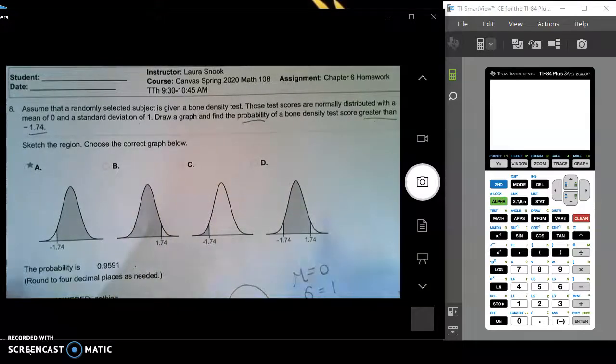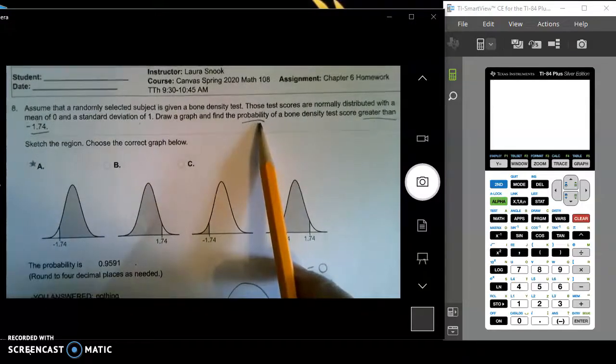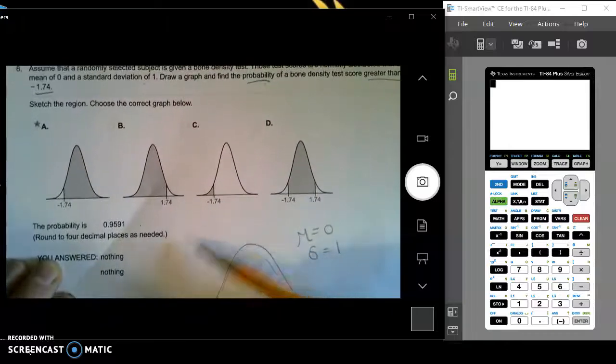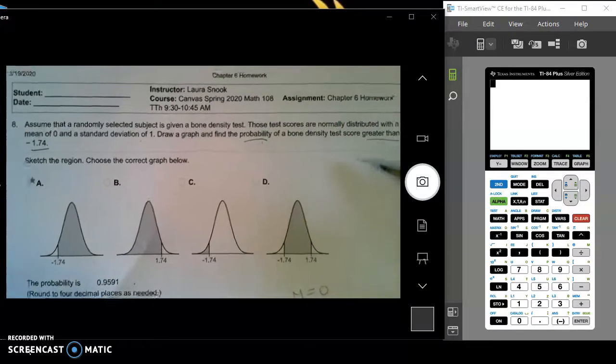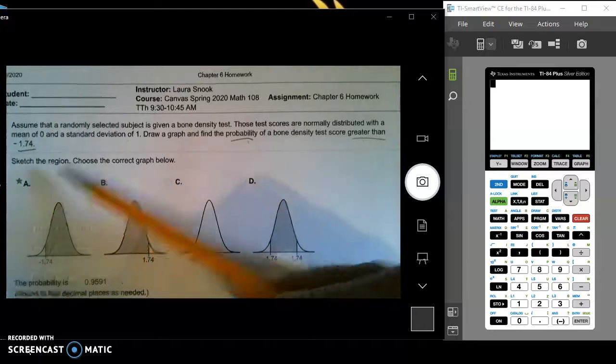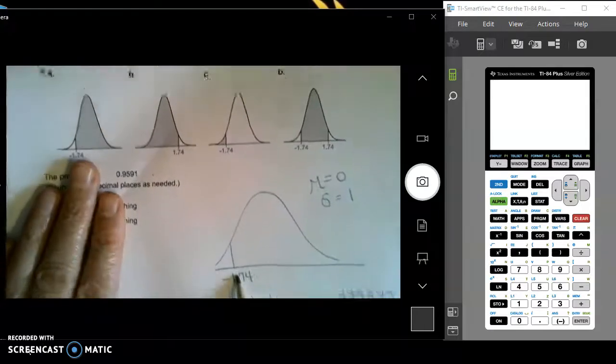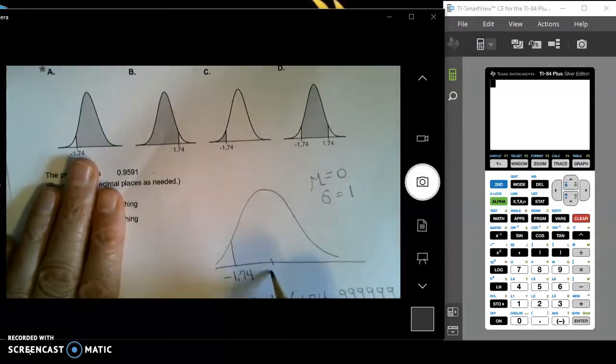Okay, so this time they're asking us to find the probability. So again, we want to use normal CDF. I drew a picture down here. Here's my standard normal distribution, and they want us to find greater than negative 1.74. So here would be negative 1.74. The mean is right there in the middle.